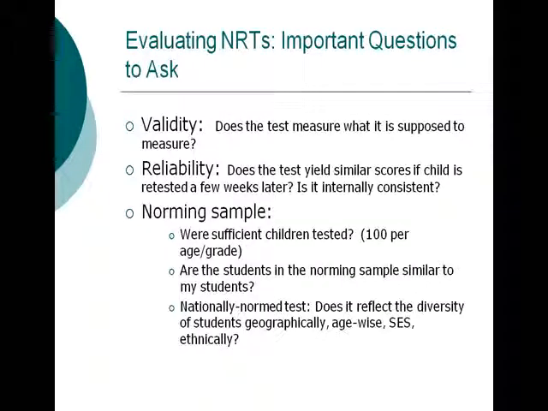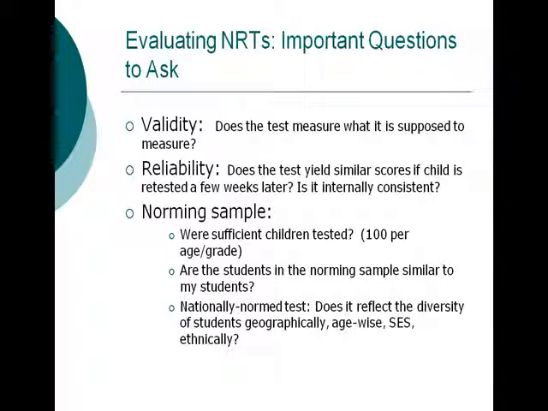Now, you also need to take a look at that norming sample. So, were there sufficient children tested? Generally, there should be at least 100 children for each age or grade. So, for example, in that test that I was telling you about years ago, the expressive vocabulary test, 200 kids, and it was across grades 1 through 6. Well, no, that doesn't mean 100 per grade then. That by itself would say there's not enough of them.